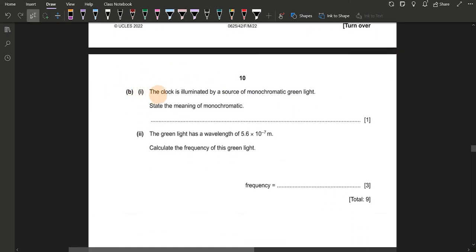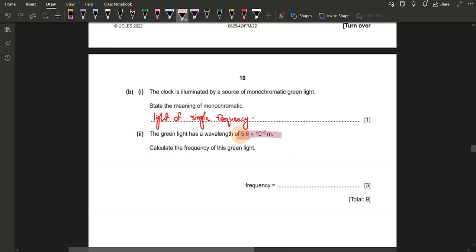Part B, I says the clock is illuminated by a source of monochromatic green light. State the meaning of monochromatic. So what monochromatic means is a light of single frequency. Frequency. Part B2 says the green light has a wavelength of this.